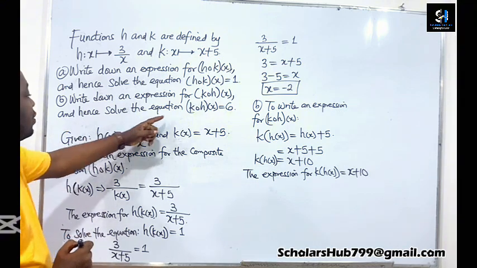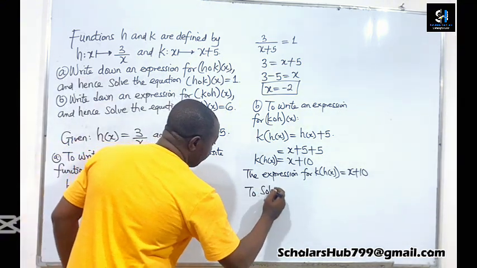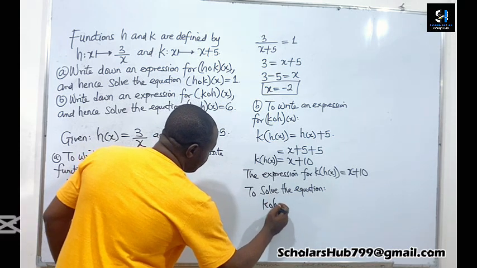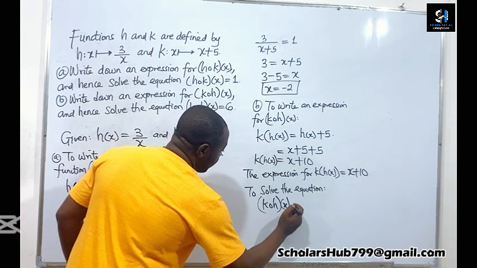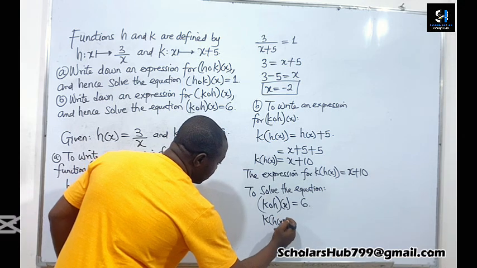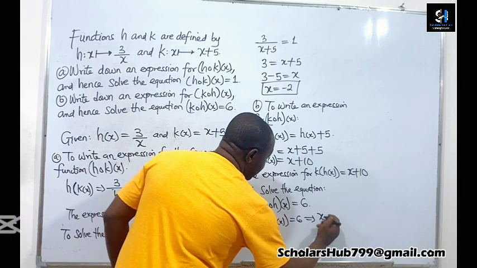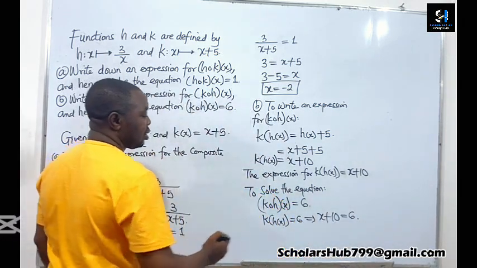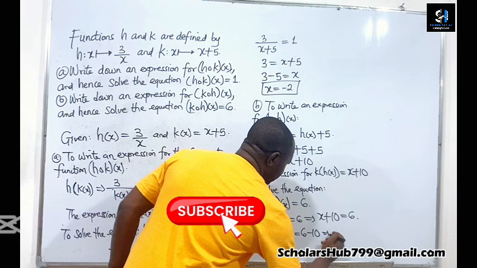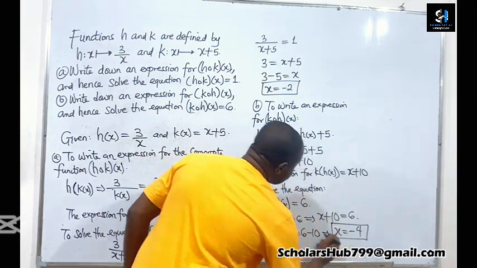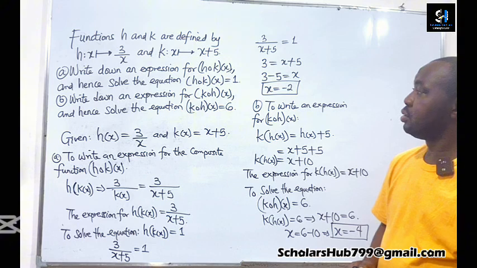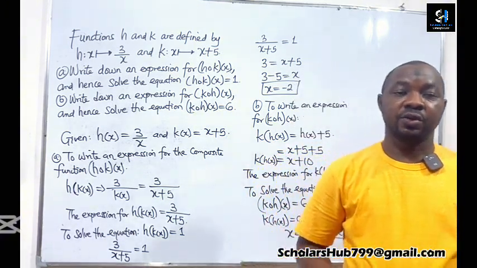All right, and hence solve the equation. Now to solve the equation, composite function kh of x equals 6. That means I'm going to write kh of x equals 6 as x plus 10 equals 6. Then I'll carry this over to the other side so that we can have x equals 6 minus 10, then the value of x will be minus 4 in this case, while for the first one the value of x is negative 2. And we've come to the end of this tutorial. The noblest pleasure is the joy of understanding. Bye-bye.